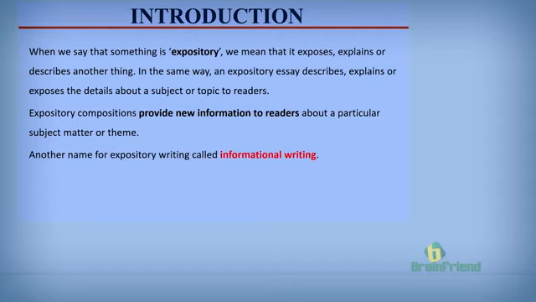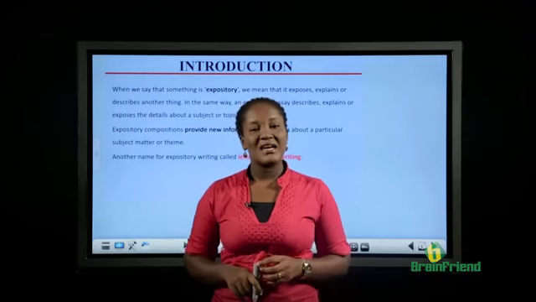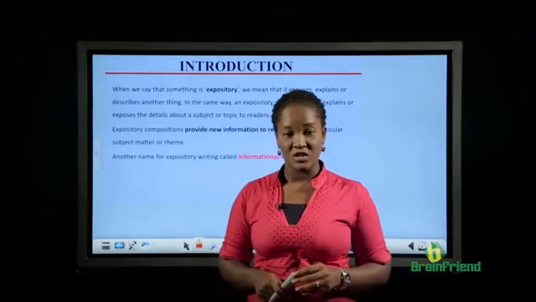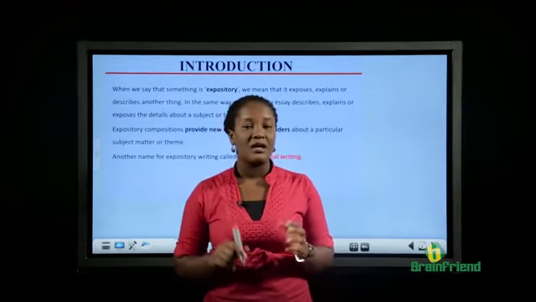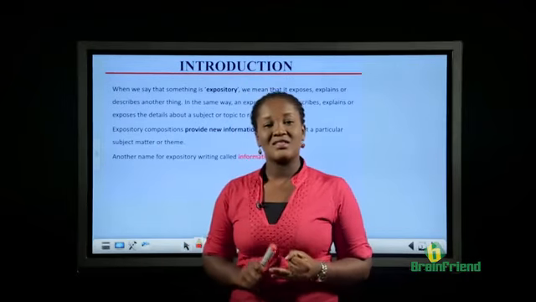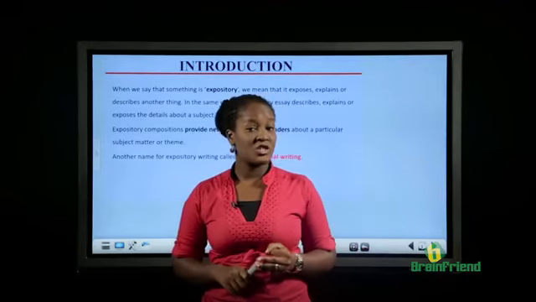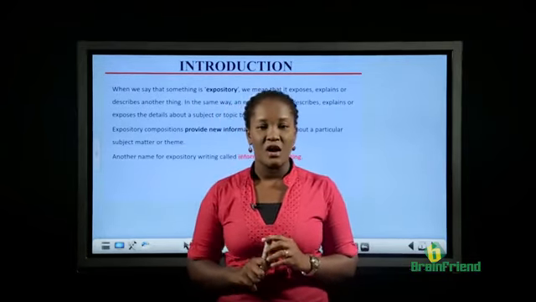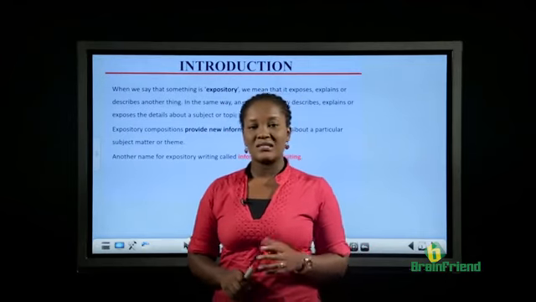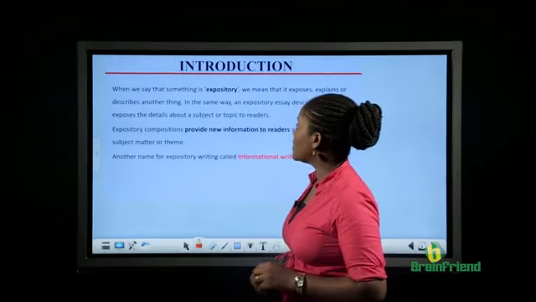In previous lessons, we talked about composition writing, and we did say that composition writing has to do with writing creatively about a specific topic or theme. We went ahead to talk about the types of compositions, and we said that we have 4 basic types of compositions, and they are the narrative composition, the descriptive composition, the expository composition, which is what we'll study today, and lastly, the argumentative composition. Now, what is an expository composition?